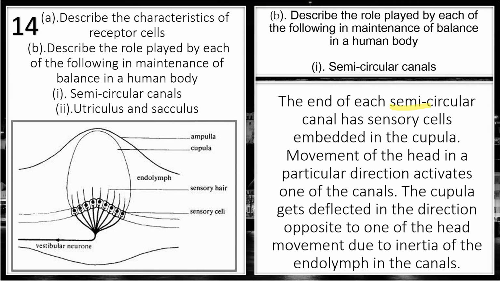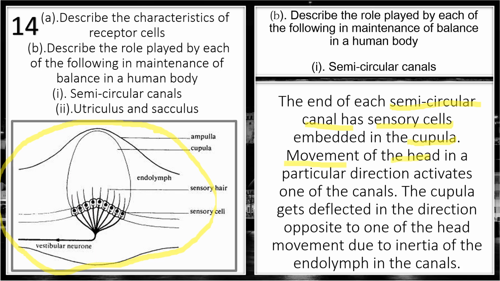The end of each semicircular canal has sensory cells. These are embedded in the cupula. So let us look at the end of this semicircular canal. This semicircular canal has what we call the sensory cells. These are our sensory cells, which are embedded in the cupula. The whole of this one is called the cupula.